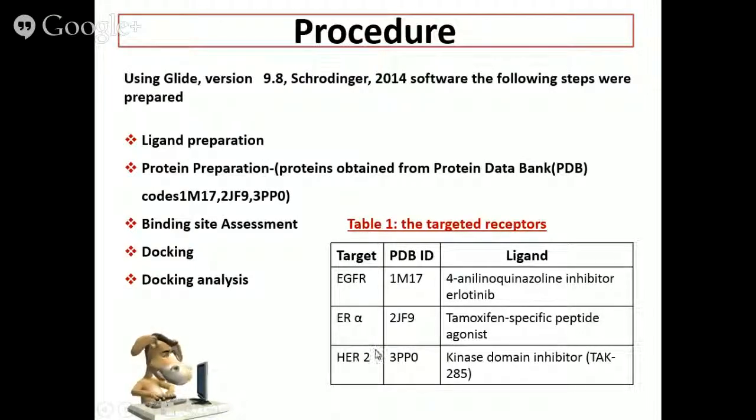They have proved, by using the crystal structure of the kinase domain inhibitor and several co-crystals, that this is the main inhibiting site of this receptor or protein. I did the binding site assessment, then I docked it against the tocotrienol. Then after that I did the docking analysis.